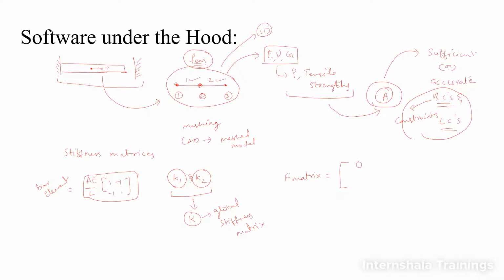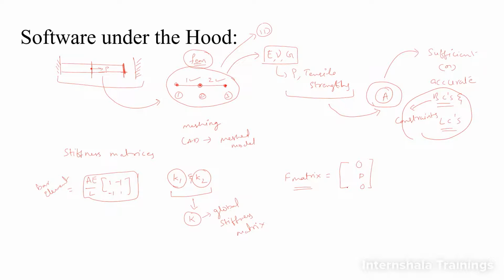But at node 2, so this is the point at which we have taken node 2, a force of P is being applied. So I will say P. And this is node 3. Do we have any force? I don't think we have any force, so obviously it will become 0 again. So this is how a force matrix will be built. And remember, this is a very simple example.